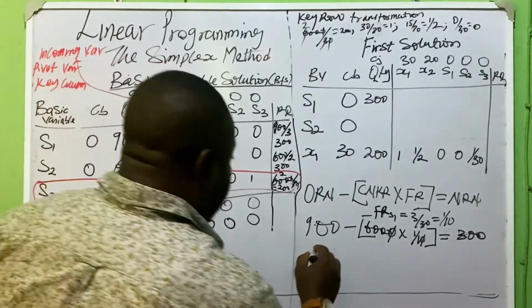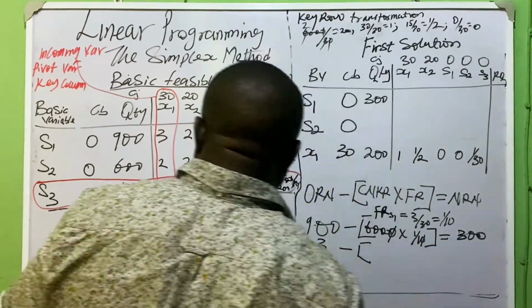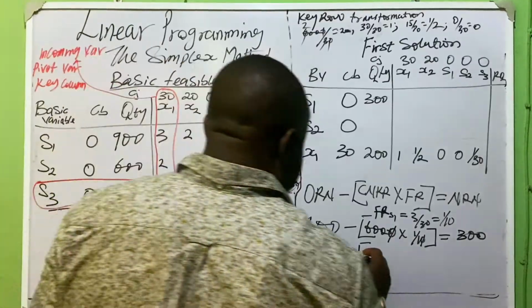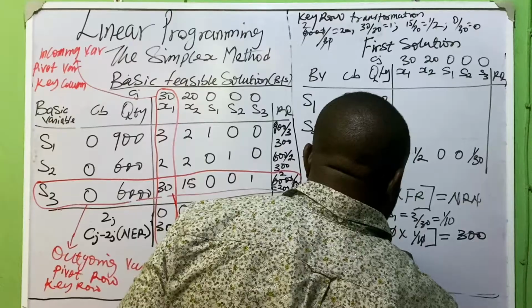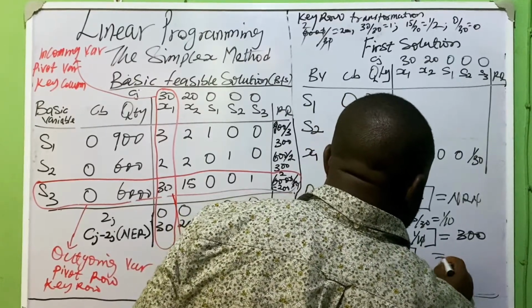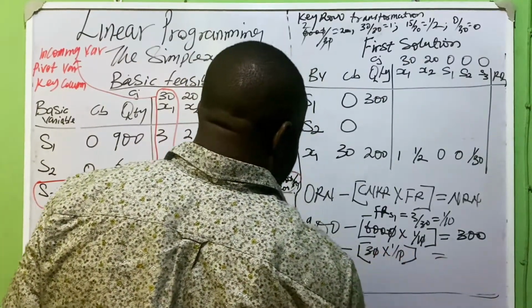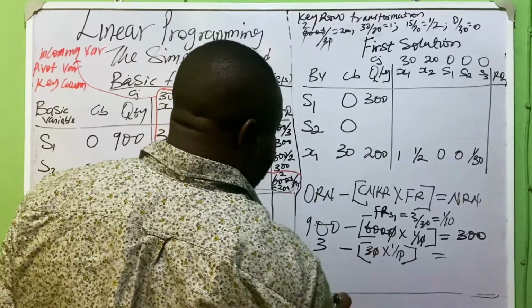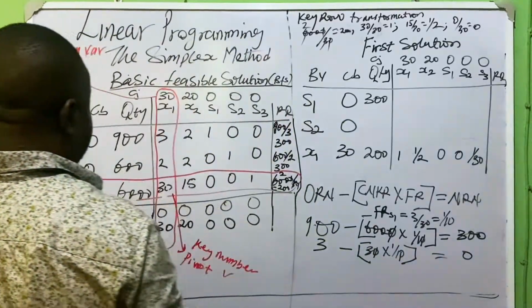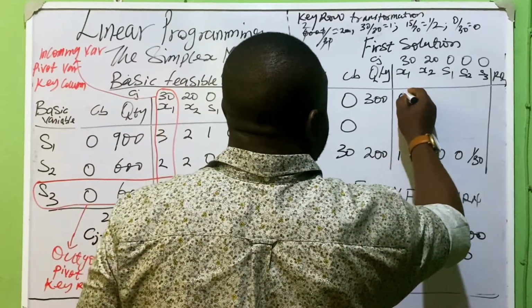Then let's quickly transform this 3. We have 3 minus the corresponding number to 3, which in the key row is 30, multiplied by 1/10. That will give me the new number. So I have 3 minus 3, which is 0. So in place of this 3, 0 comes in.